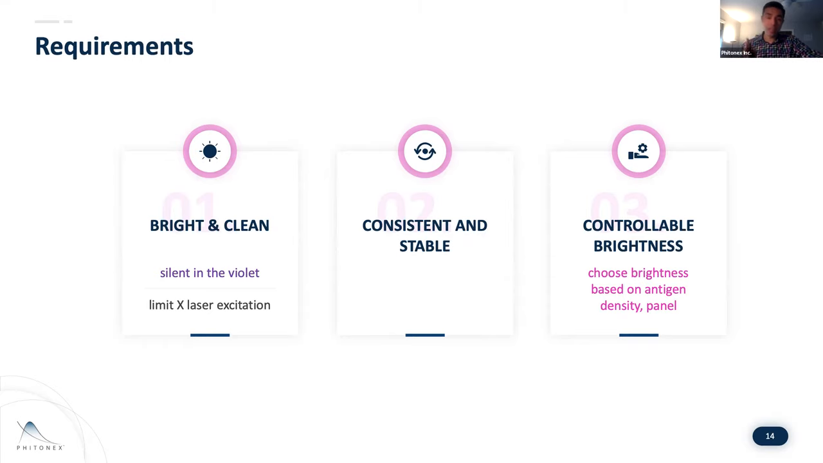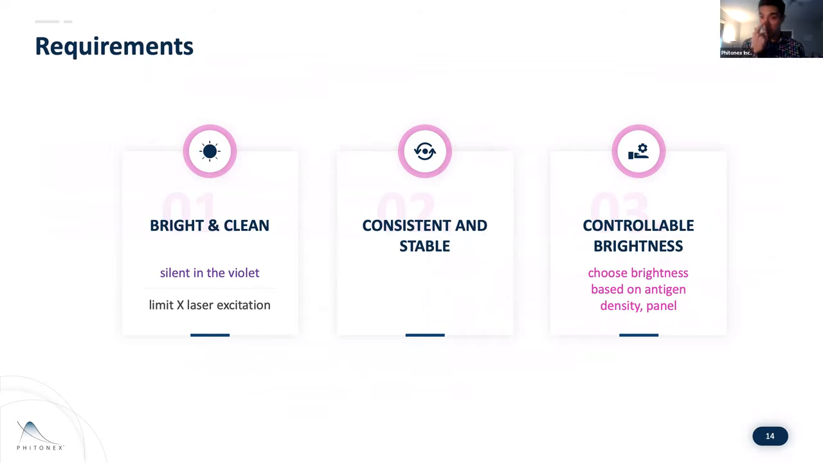There would be limited or zero cross-laser excitation. So we could actually think about stacking laser lines and really maxing out the number of questions that we could ask, or even on any instrument, just having cleaner data there because of less cross-laser excitation, right? Less spreading, easier analysis.